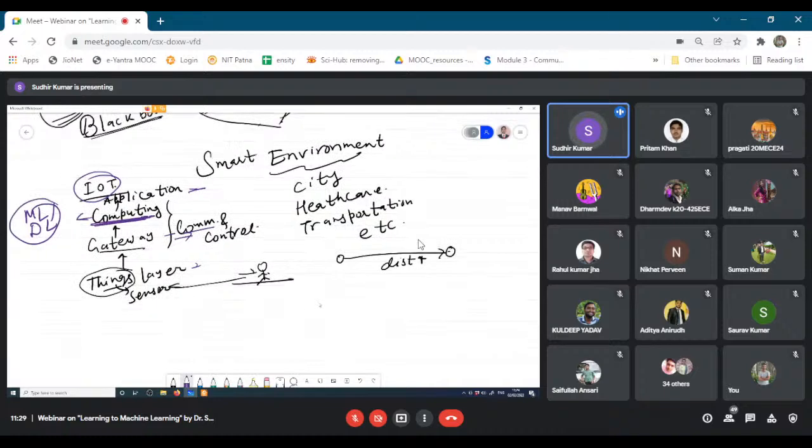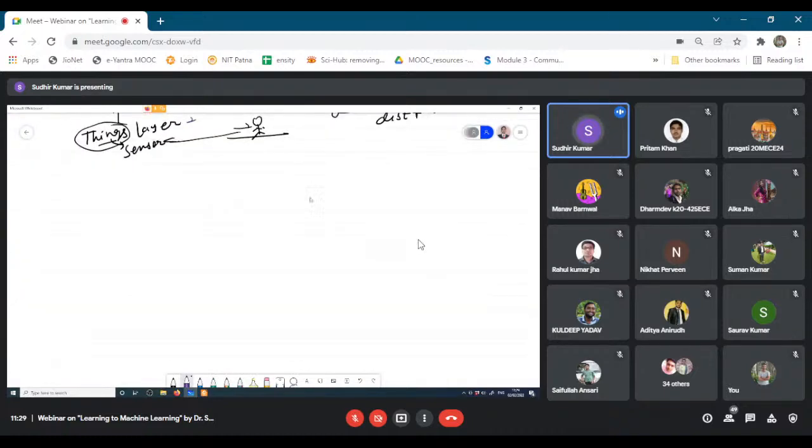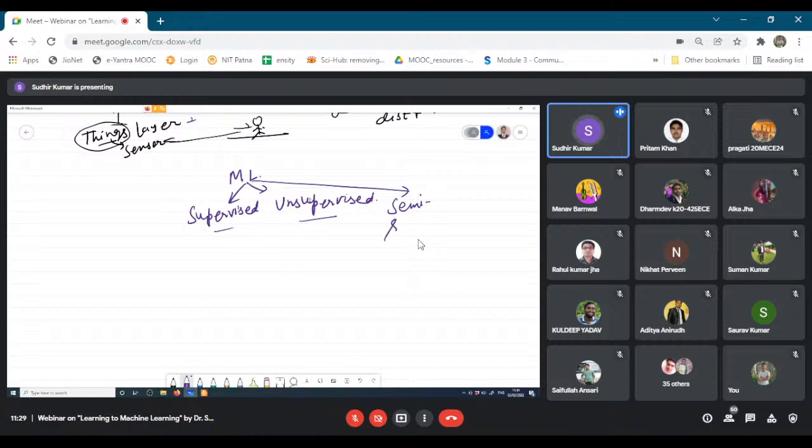So the machine learning, you can see that there are 2 types of learning over here. One is called supervised learning, and the second one is called unsupervised learning. There are other categories also, called semi-supervised, that is the combination of both supervised and unsupervised. And the final one is called reinforcement learning.